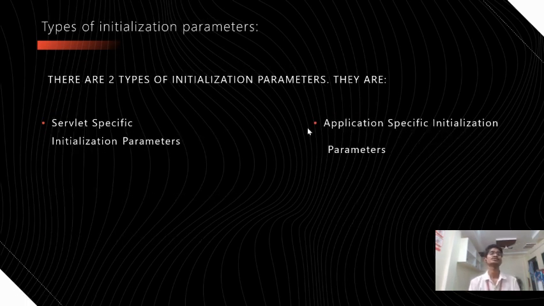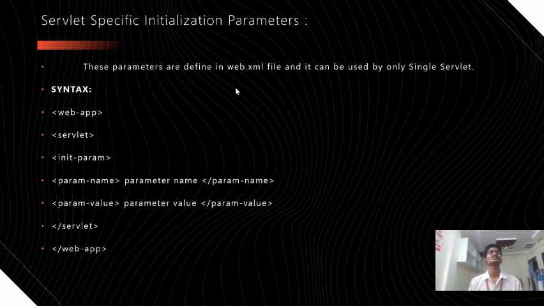Let's see the third topic of the session, types of initialization parameters. Here we have only two types of initialization parameters in servlets. The first one is the servlet specific initialization parameter, which is used for only one servlet page, and the second is the application specific initialization parameter, which is used in many pages of the application. Let's see the syntax of these initialization parameters.